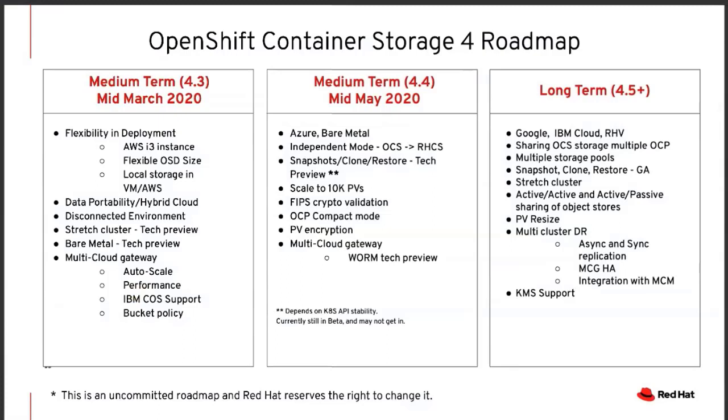Sharing OCS storage across multiple clusters, having multiple storage pools that can be addressed. Snapshot, clone, and restore, which was tech preview in 4.4, will be generally available (GA) in 4.5. Same for stretch cluster, and then active-passive sharing of object stores. That's all multi-cloud gateway functionality being broadened in a future release.